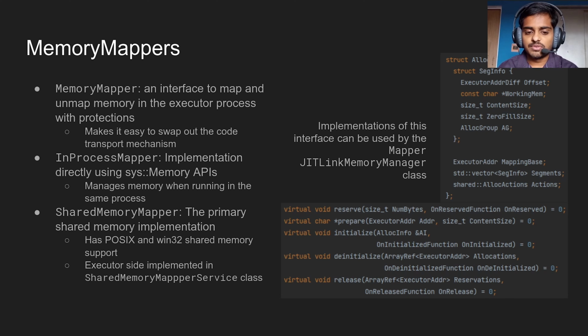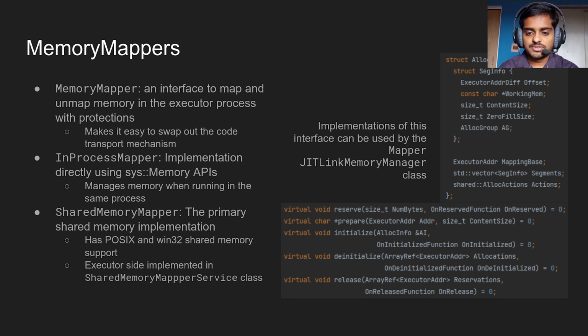The InProcessMemoryMapper is used when running the JIT generated code in the same process as the compiler. So it can directly use the LLVM Support memory functions to allocate and free memory in the same address space. This is useful when you want to run the code in the same process, but if you want to run the code in a different process, you can use the SharedMemoryMapper. It uses the POSIX or Win32 shared memory APIs to manage memory. First it creates a shared memory file, and then it maps it on both sides of both the processes. This requires an executor side component as well, which is implemented in the shared memory mapper service.